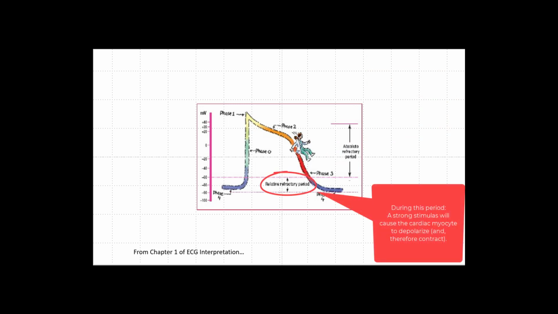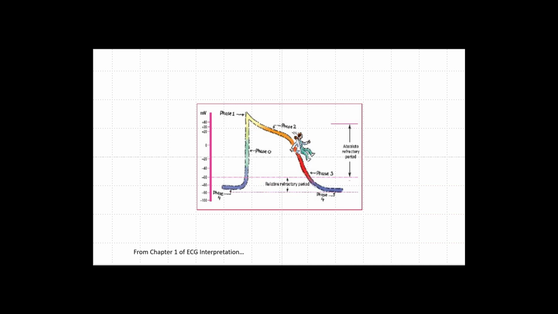So at the end of phase 3, we transition into what's called the relative refractory period. So during the relative refractory period, which takes place during all of phase 4 and the very tail end of phase 3, you can get the cardiac myocyte to be activated again. It just takes a strong stimulus. And so that's kind of the gist of what you should know for the action potential of a cardiac myocyte.